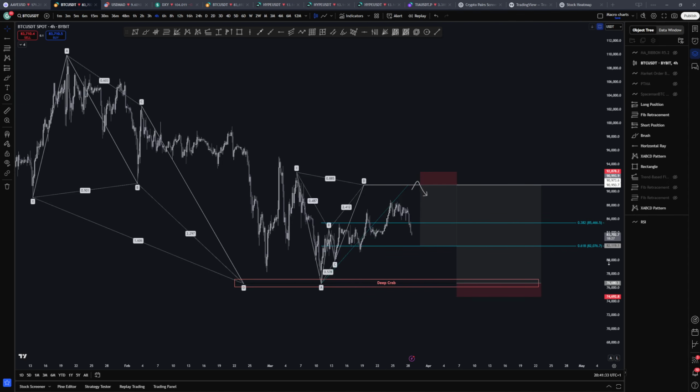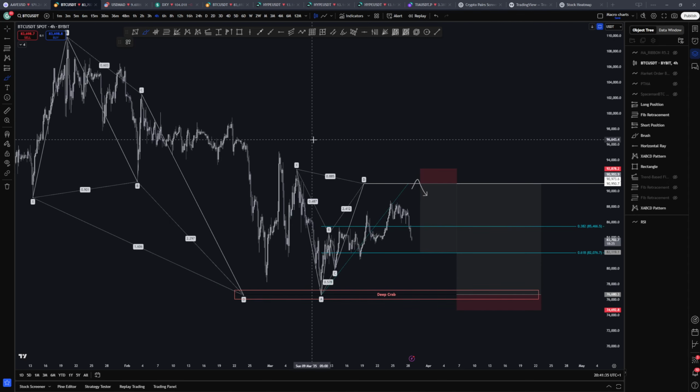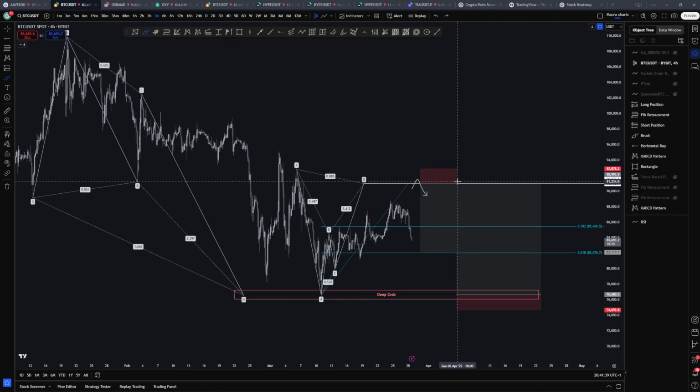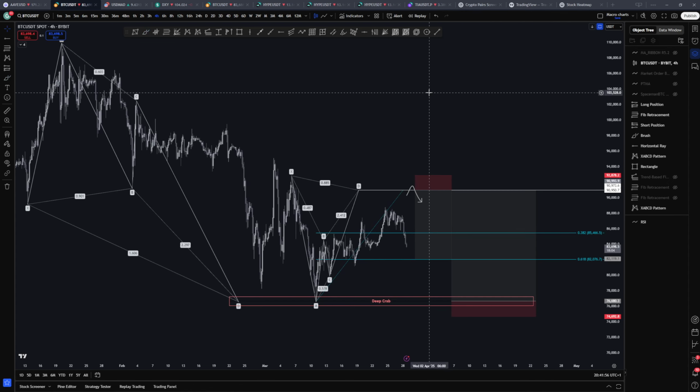So that's the last thing I wanted to mention: uncompleted patterns like this are great because you can anticipate, hey, if we do get there, that is a very big area of interest. But that doesn't mean it has to go there. It can just go lower. It doesn't have to go to that bat. There's a lot of uncompleted harmonics on this chart. Not all of them are going to hit. Okay, so that was the last thing I wanted to mention.